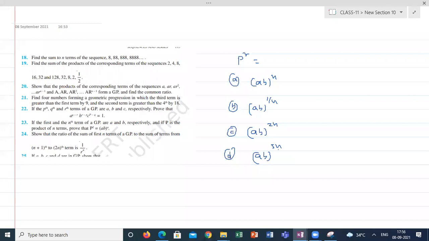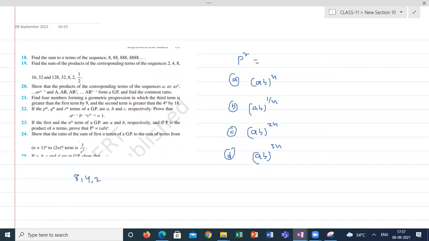How will we do this question within a fraction of seconds? Students, how will we do this question? Sir, we can take a GP of 3 terms. Yeah, what 3 terms can we take? A GP of 3 terms. It should be simple numbers. Yes, sir, 8, 4, and 2.